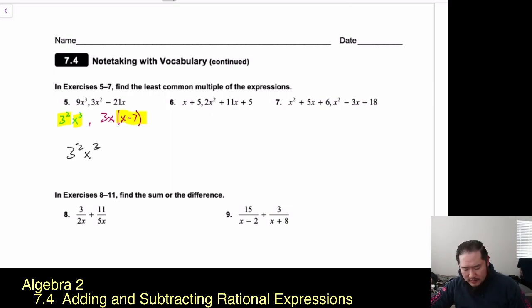All right, so we have that now. On all of these, 6 and 7, you've got to factor things out in order to get your answer. So make sure you factor things as much as possible, and then try to look and see what one side has that the other doesn't. And if there's something they both have in common, you only write it down once.